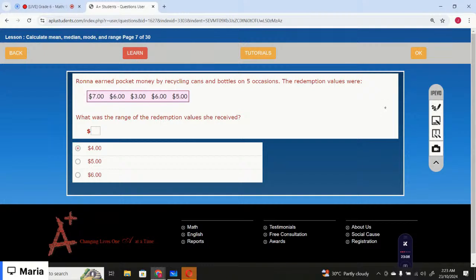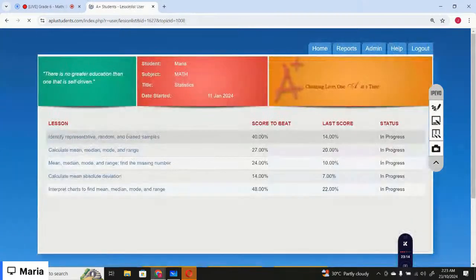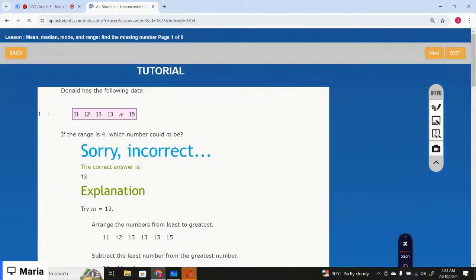Okay, you can complete the lesson by yourself later today. Let me just move on to the next lesson. And the next lesson is mean, median, mode and range: find the missing number. Let's just start with the lesson. That is an important lesson. You need to listen to me carefully.